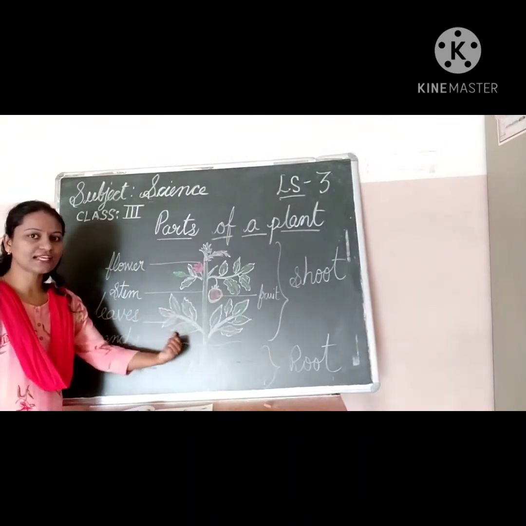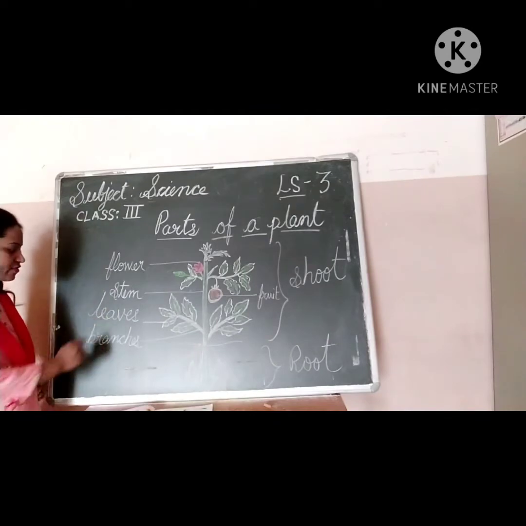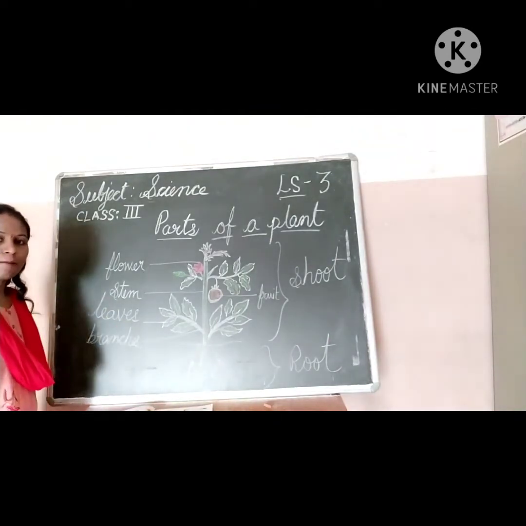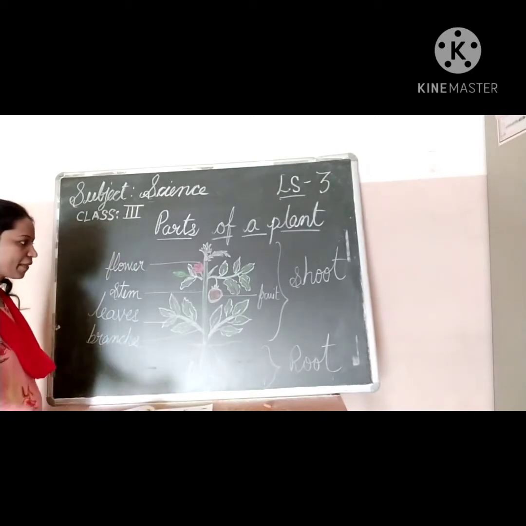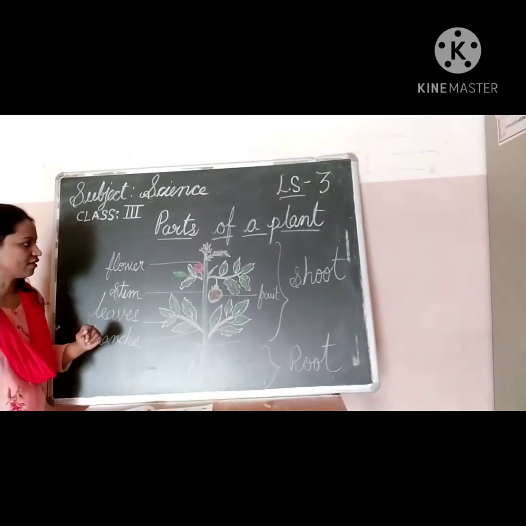Okay. Next one. What do you see as a green color? The green color are called as leaves. L-E-A-V-E-S. Leaves. Please again repeat it, children, after me. L-E-A-V-E-S. Leaves.